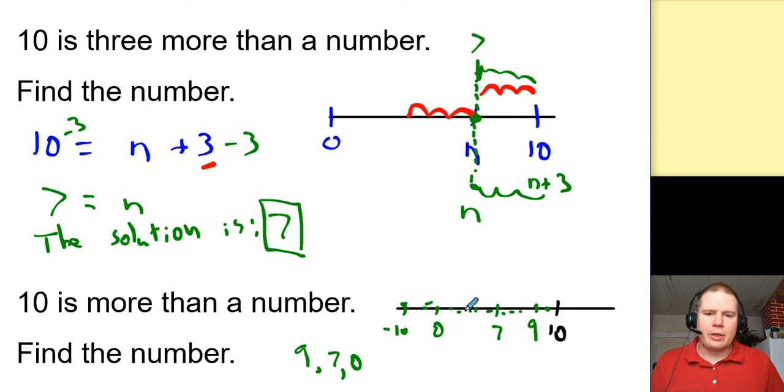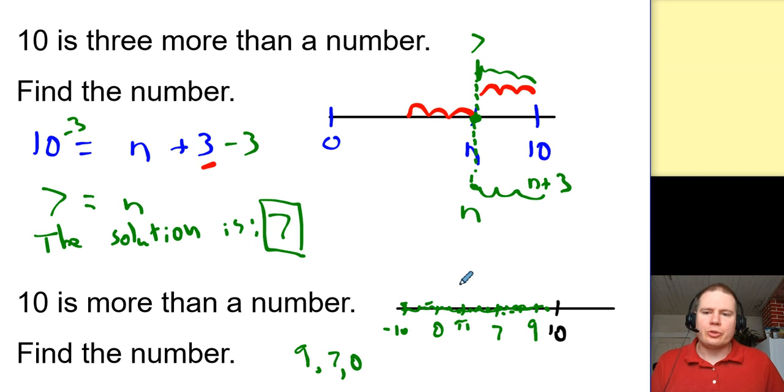I could look at pi, about 3.14159265358, and so on. Right? 10 is a lot more than that. It's more than 4, it's more than 3, it's more than pi. 10 is more than every number over here.